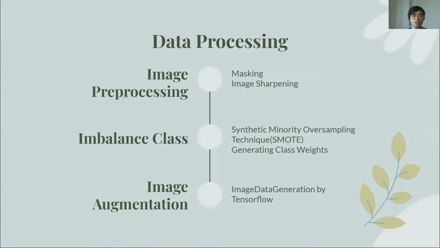In our project, we attempted three main preprocessing methods. First, image preprocessing by masking and image sharpening. Second, balancing of the imbalanced classes with two methods, synthetic minority oversampling technique, SMOTE for short, and generation of class weights. Lastly, image augmentation, where we use the ImageDataGenerator from the TensorFlow library.